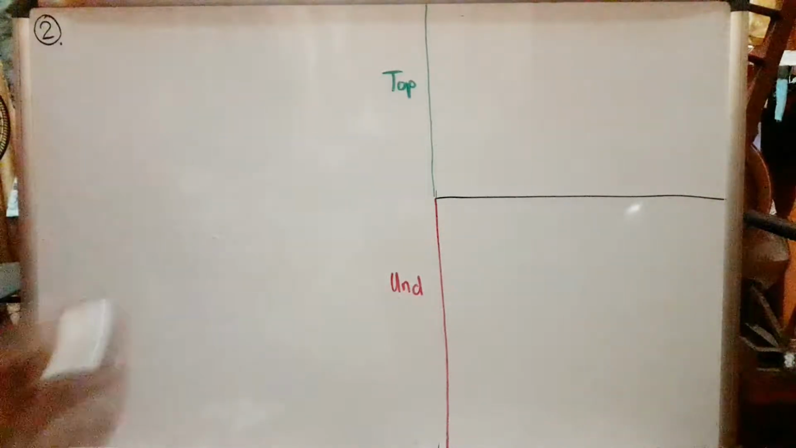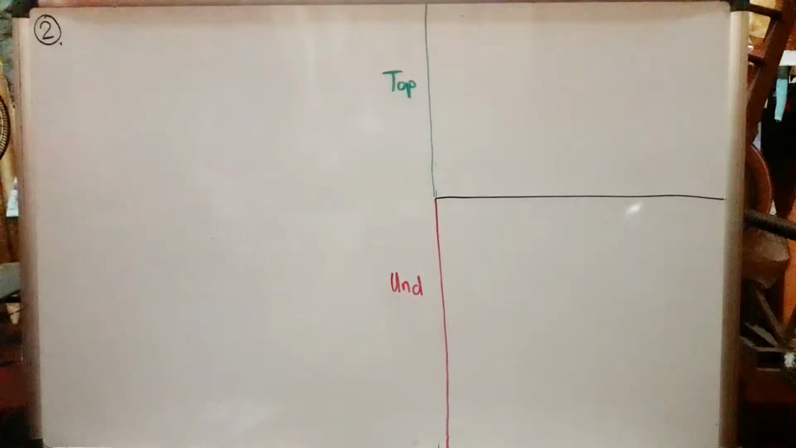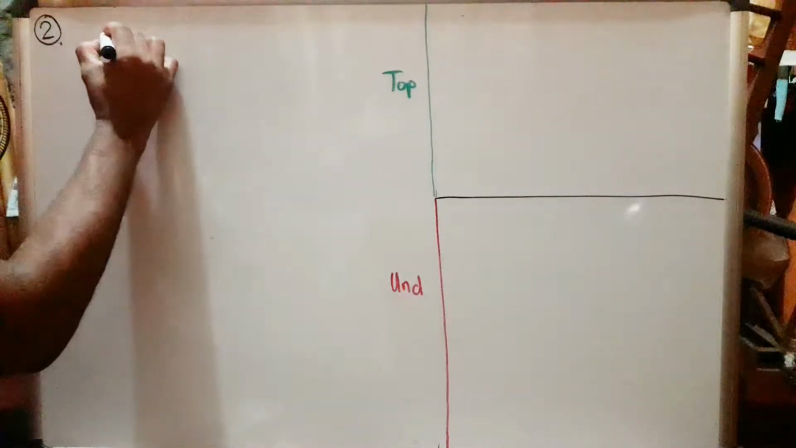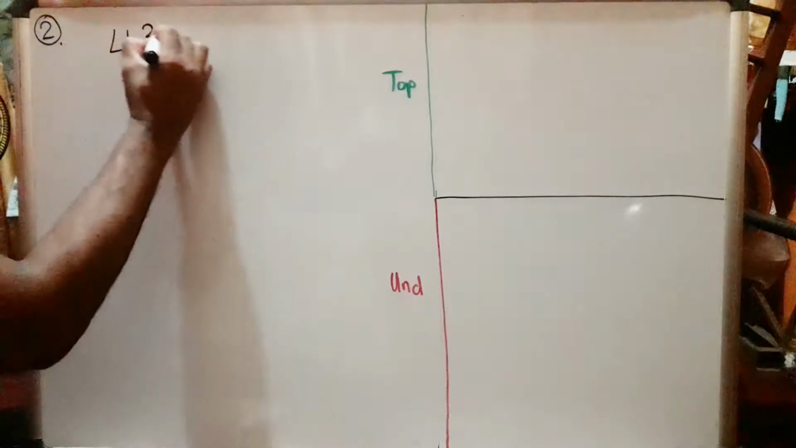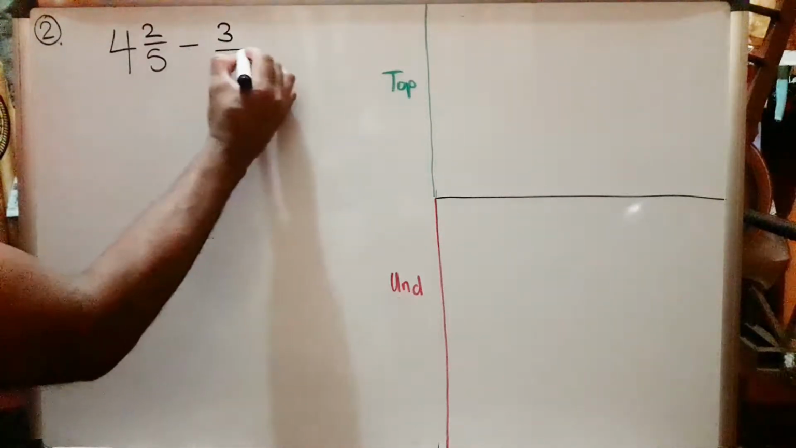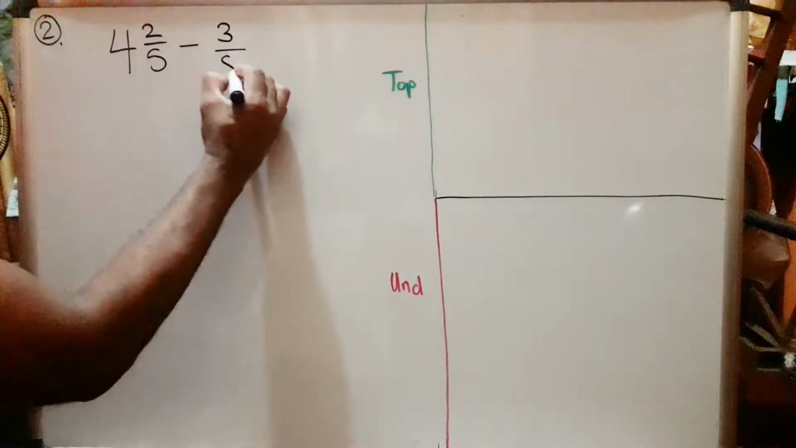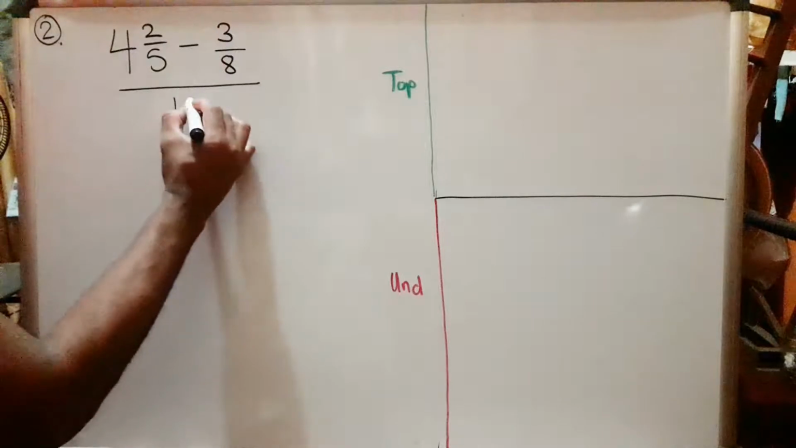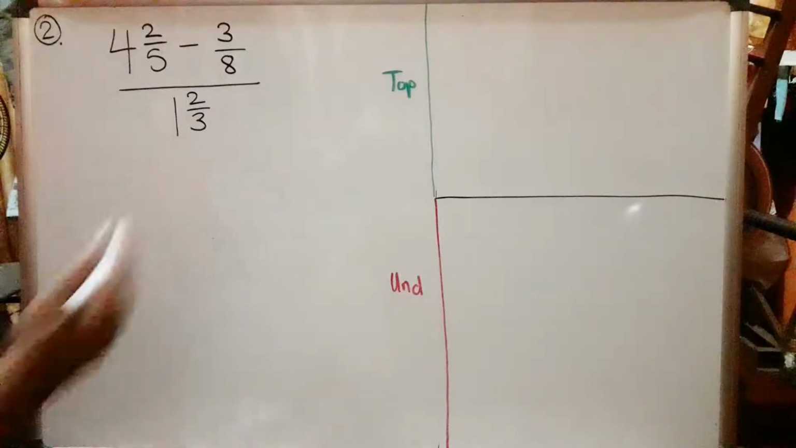Remember, when you're doing these questions, just don't watch me do it. Get a pen, a paper, a calculator, and work the questions with me. So let's try a harder one here. Let's say we have 4 and 2/5 minus 3/8, and then we are going to divide it by 1 and 2/3.